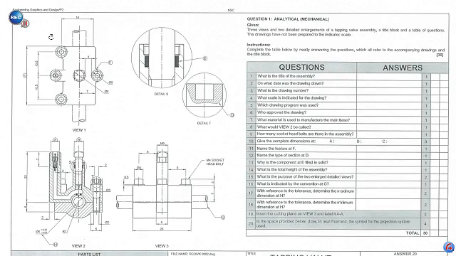Question number 3. What is the drawing number? So we scroll down to the title bar and we'll find the drawing number right here. 2015-A-005. Question number 4. What scale is indicated on the drawing? We find the scale right here in the title bar and that scale is 2:1. That means everything needs to be doubled.